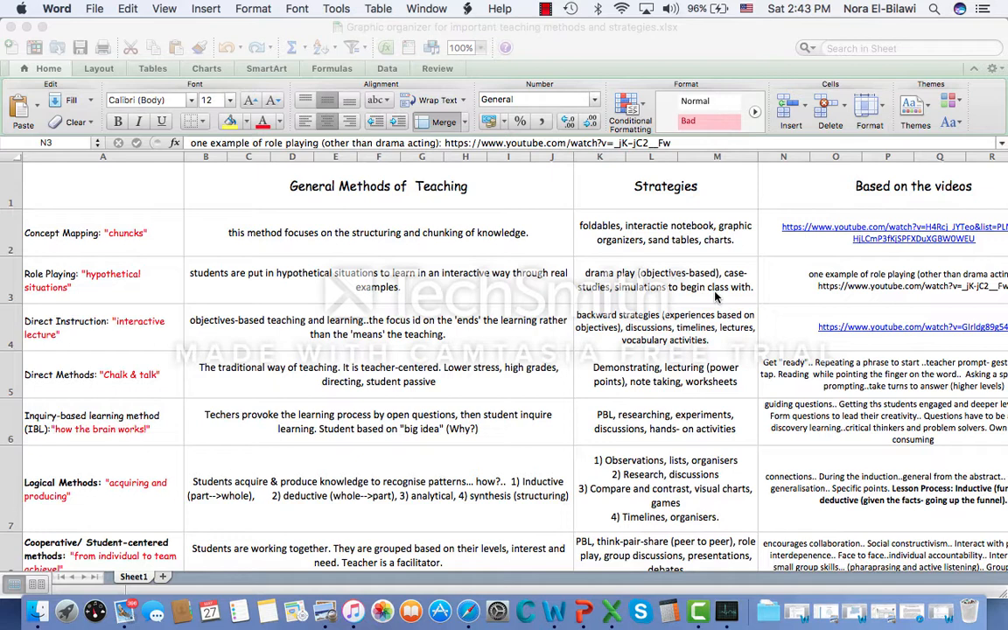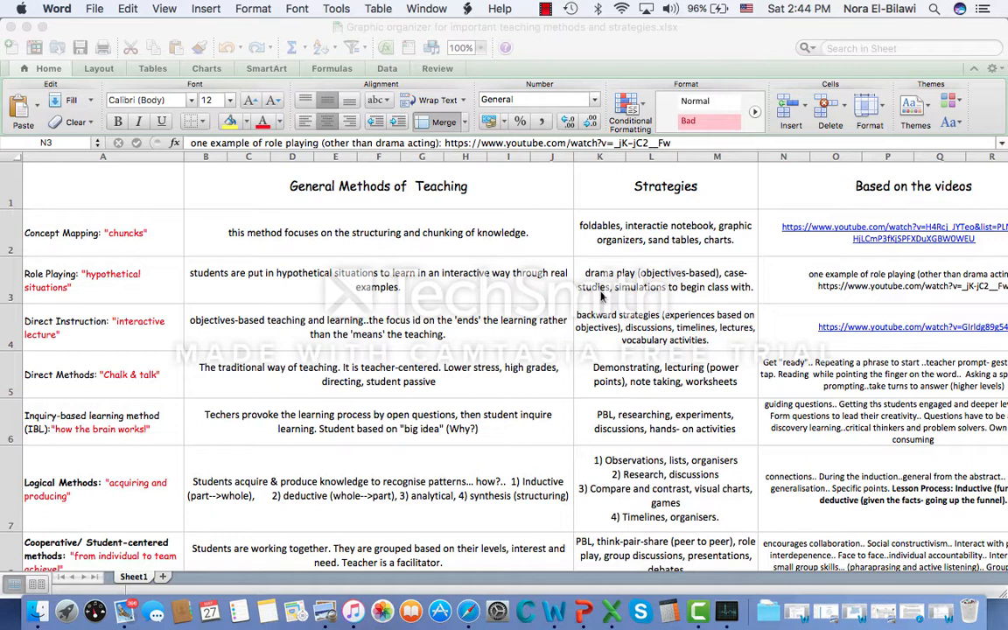Now, what are the strategies, the performances that you can do in your classroom, or the activities that you can do in your classroom to best integrate role playing? You can do drama play, which has to be objectives based. You have to know what you want out of this play. Why are you teaching these students this specific thing through this specific play? You have to list your objectives and what you want them to learn after they finish this play or after performing this play.